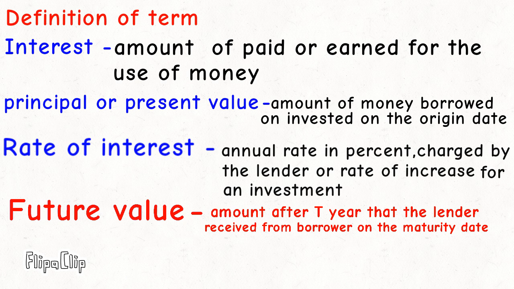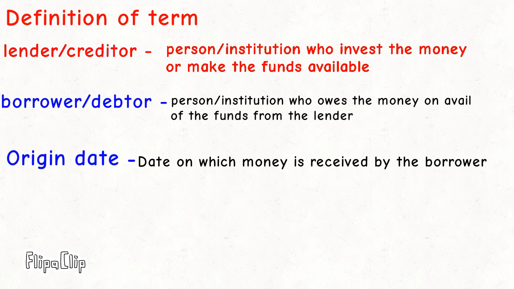Future value: amount that the lender received from the borrower on the maturity date. Lender or creditor: persons or institution who invest the money or make the funds available. Borrower or debtor: person or institution who owes the money on avails of the funds from lenders. Origin date: the date on which money is received by the borrower.